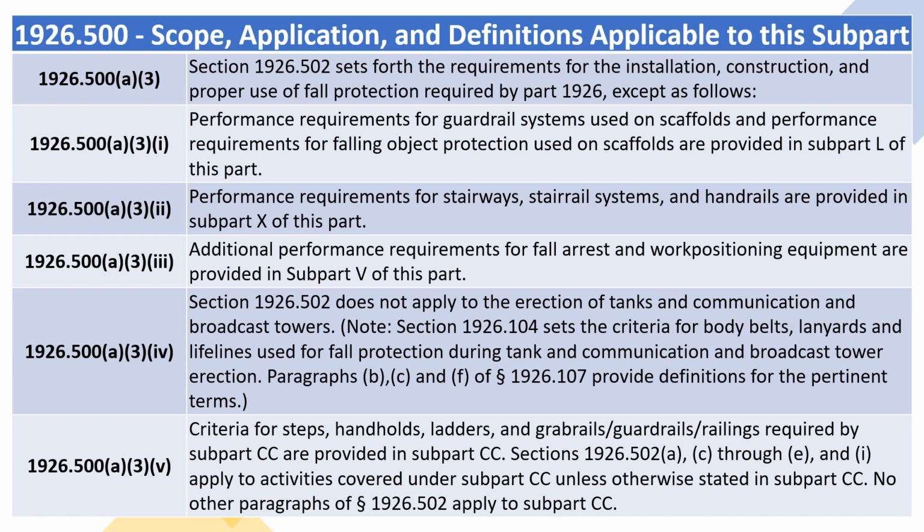1926.500(a)(3): Section 1926.502 sets forth the requirements for the installation, construction, and proper use of fall protection required by Part 1926, except as follows. 1926.500(a)(3)(i): performance requirements for guardrail systems used on scaffolds and performance requirements for falling object protection used on scaffolds are provided in Subpart L of this part. 1926.500(a)(3)(ii): performance requirements for stairways, stair rail systems, and handrails are provided in Subpart X of this part. 1926.500(a)(3)(iii): additional performance requirements for fall arrest and work positioning equipment are provided in Subpart V of this part.